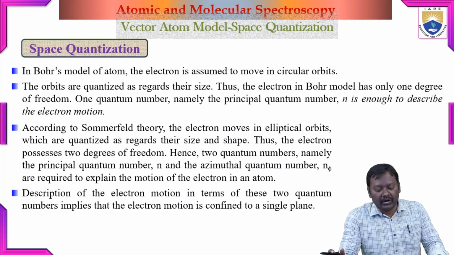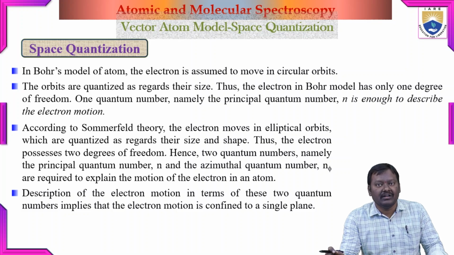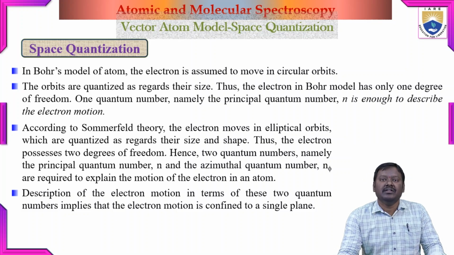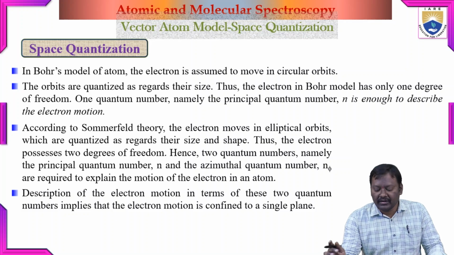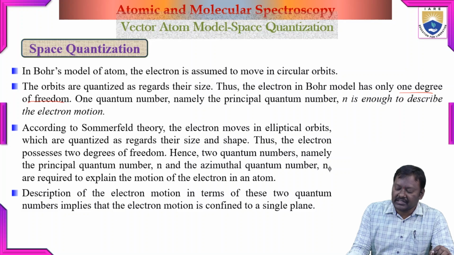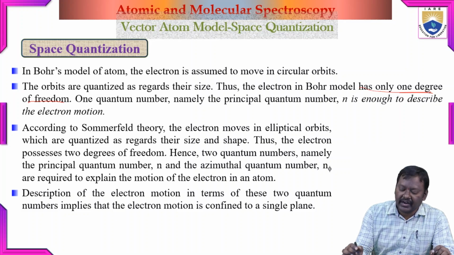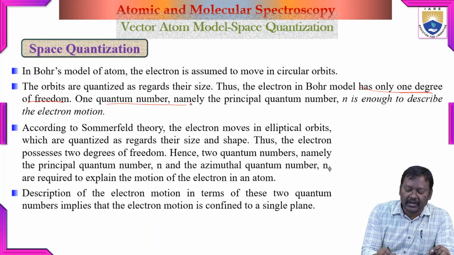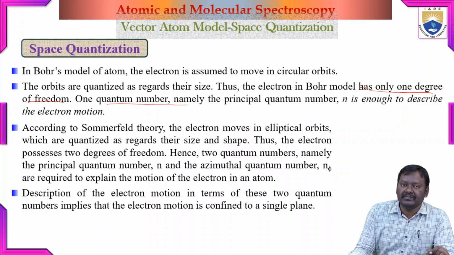Space quantization. In Bohr's atomic model, the electron is assumed to revolve around the nucleus in a circular orbit. Whenever the electron revolves in a circular orbit, we need only one coordinate to describe its motion, so it requires only one degree of freedom. Bohr's model therefore has only one degree of freedom, and one quantum number, namely the principal quantum number n, is enough to describe the motion of the electron.